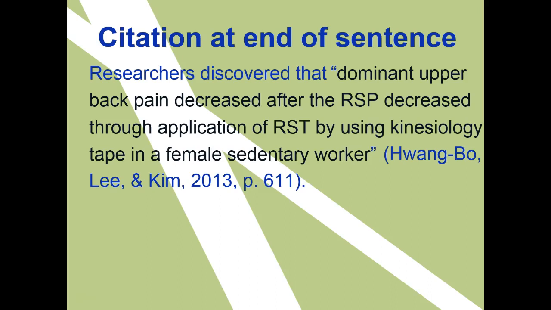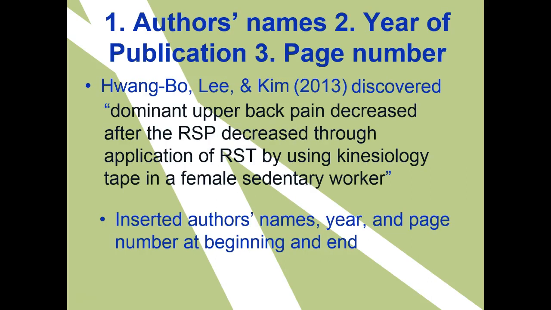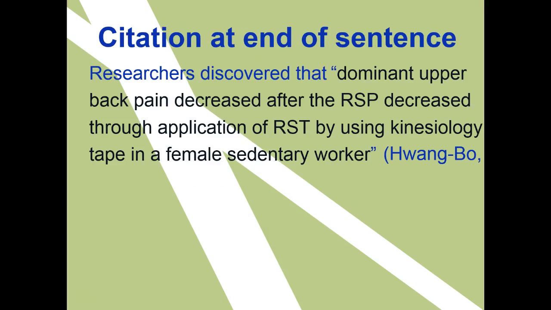The first one, which was our earlier one, is we use the author's name in the narrative. Then simply what we do is we follow that by the year and we put the page number right at the end. If we want to not use the authors' names, but just call them researchers, what we would have to do is at the end of the quote, cite their names, the year, and then the page number. I hope that's clear.